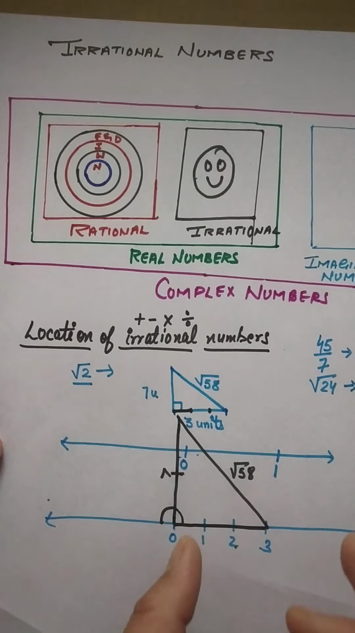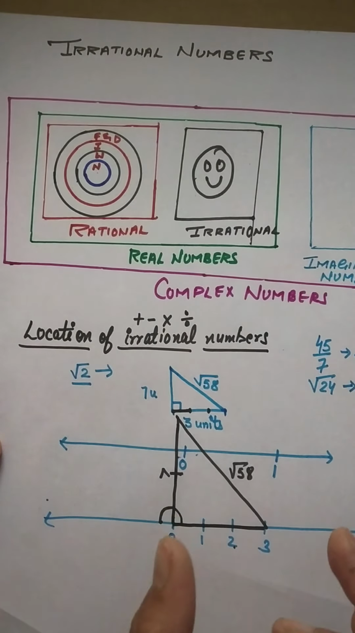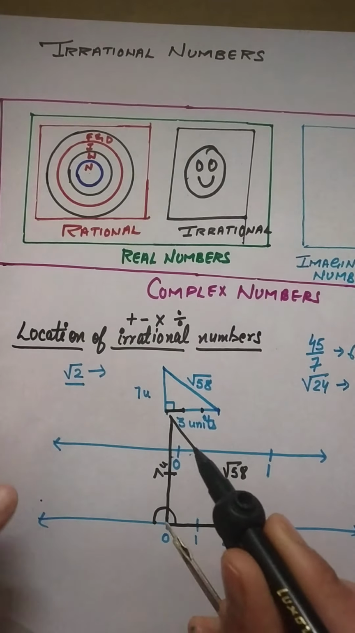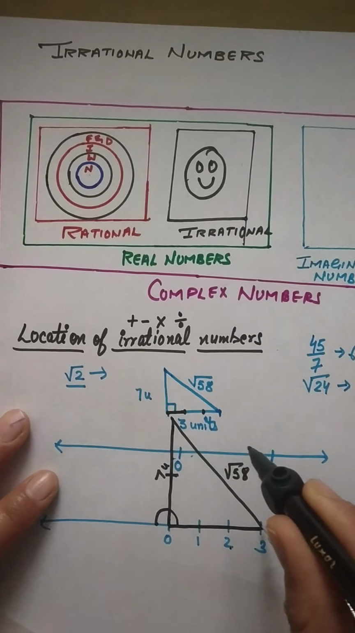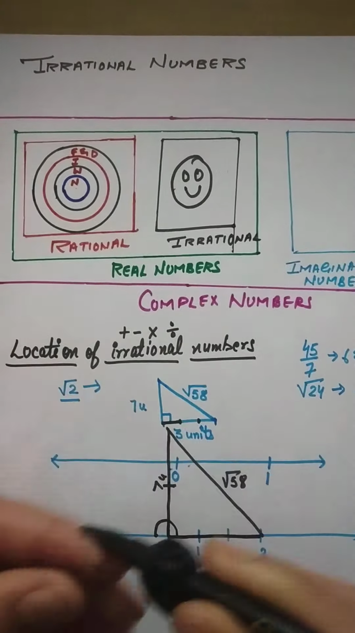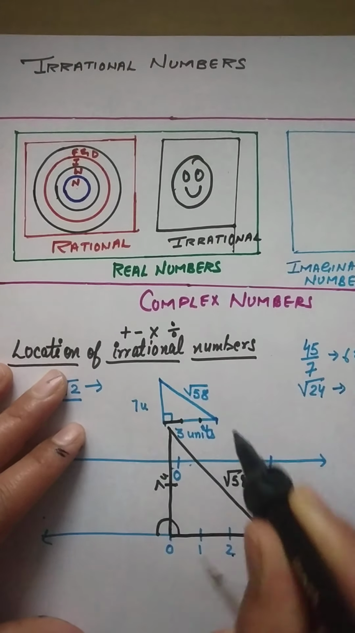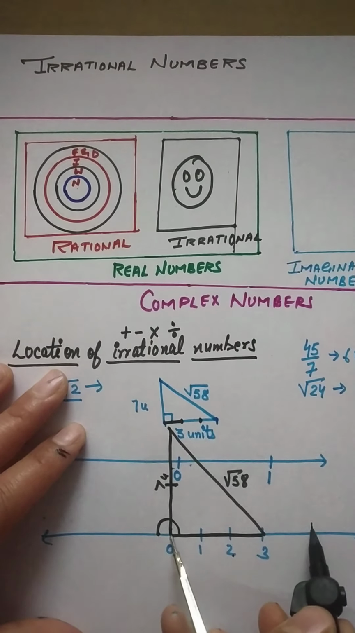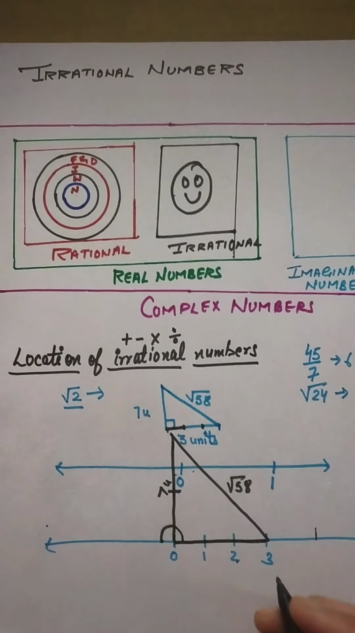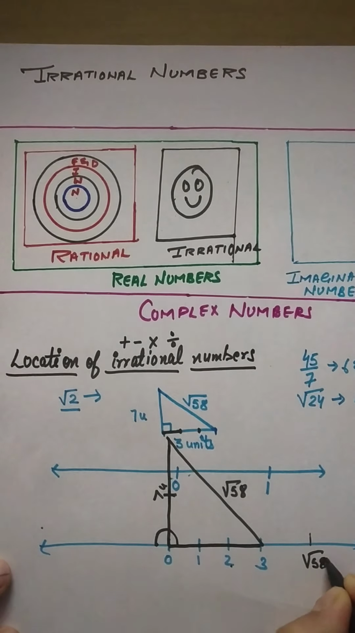How to mark it? Keeping center of the compass at 0, because we want to show how big is root 58. Obviously it will start from 0. So we simply have to select this root 58 and then we have to locate it on the number line. It may have error because this may or may not be 7 units. After locating it, you can label it root 58.